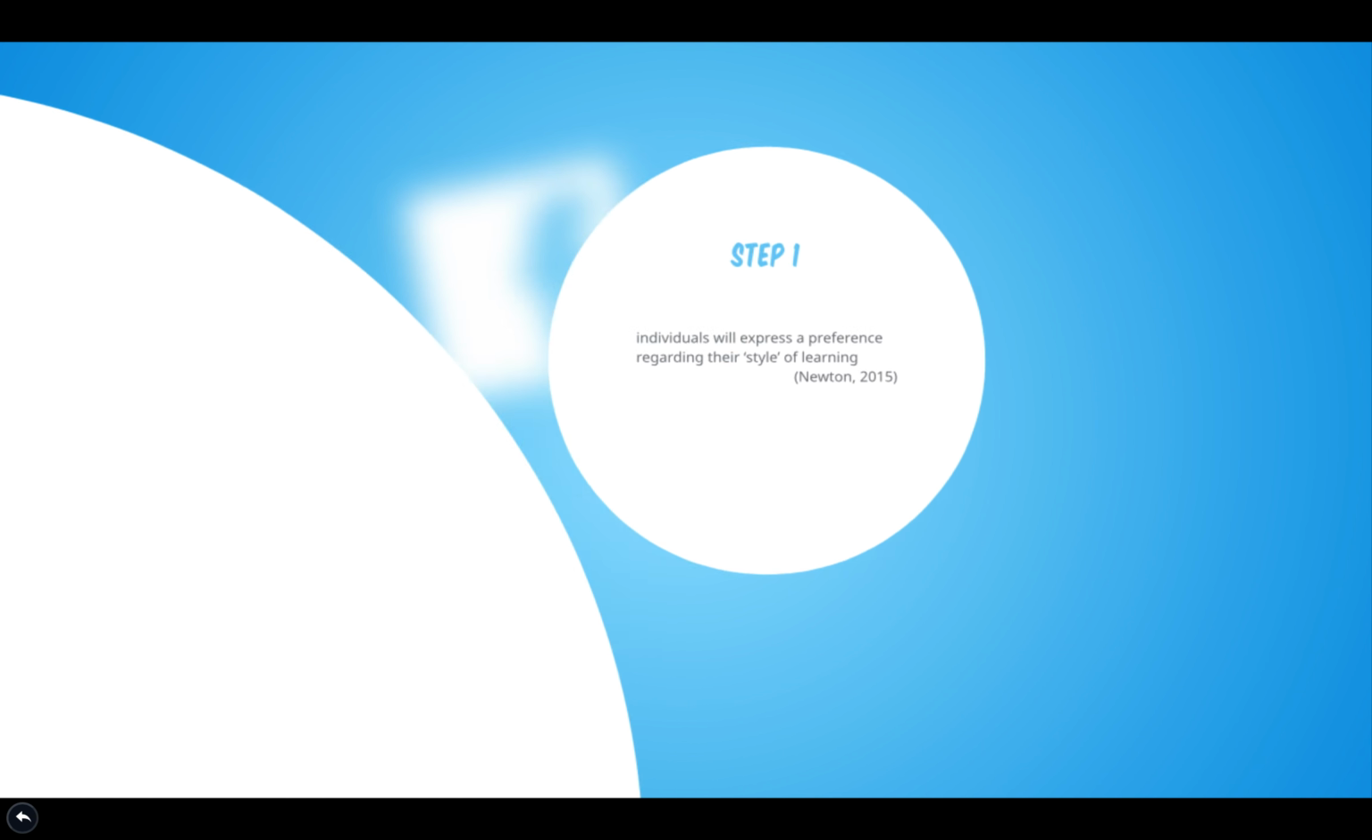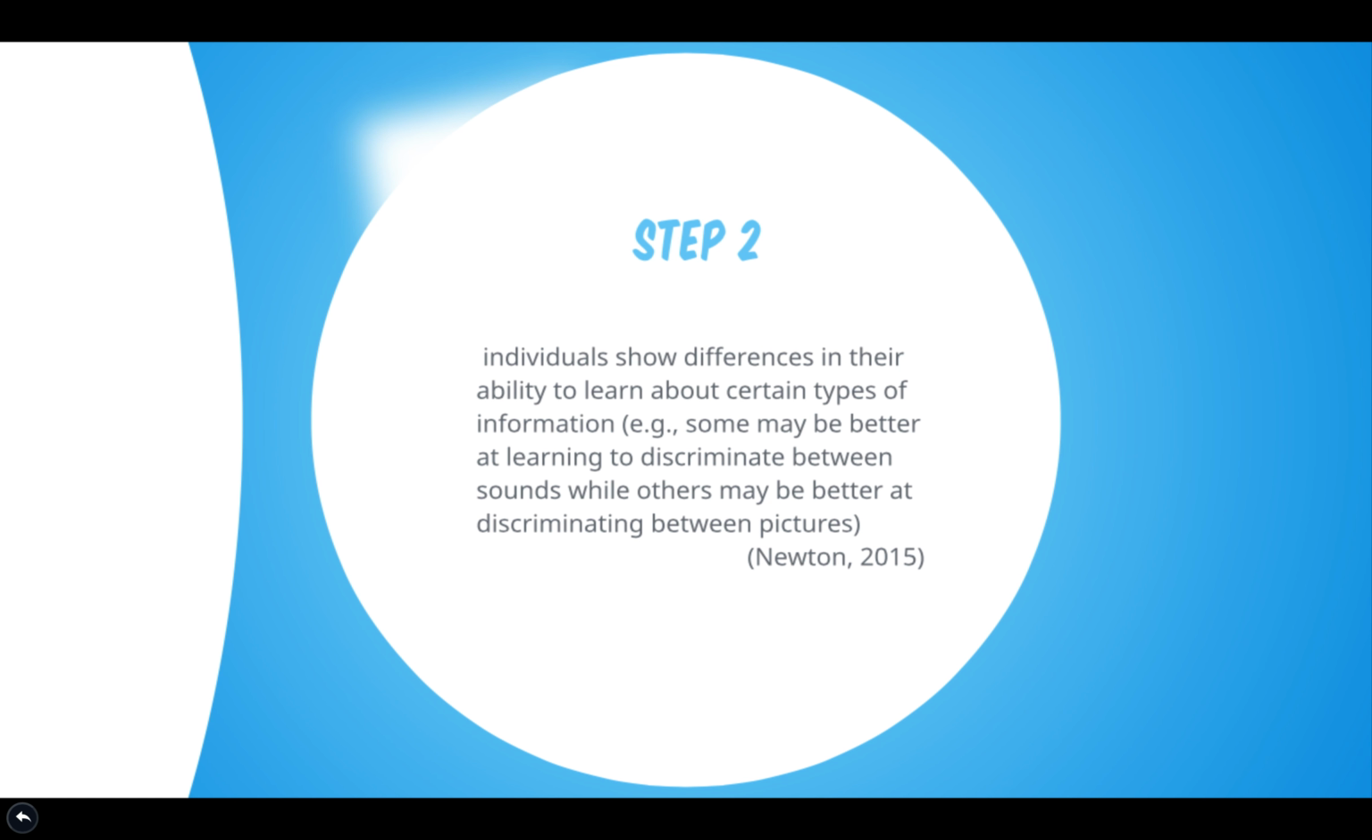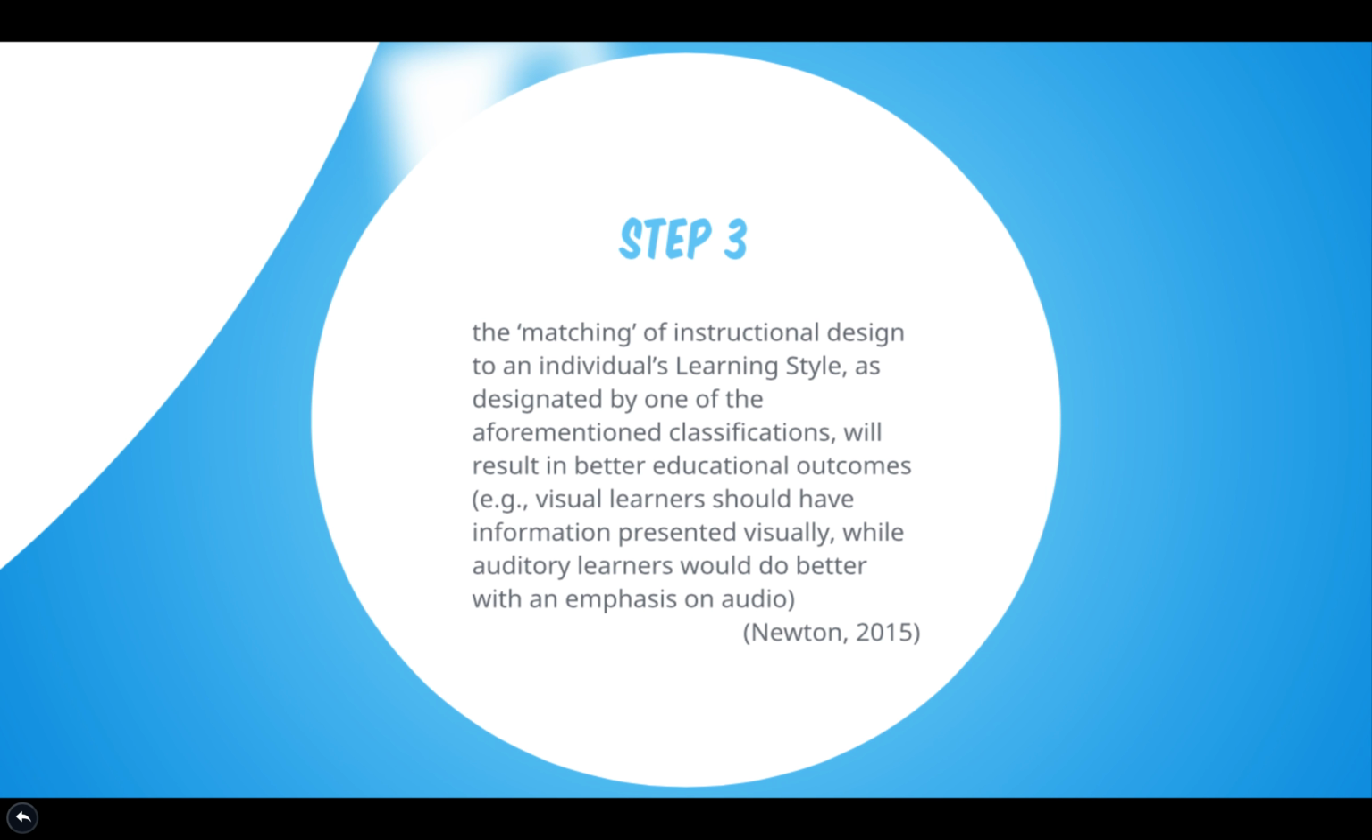The first step being individuals will express a preference regarding their style of learning. Step 2. Individuals show differences in their ability to learn about certain types of information. Step 3. The matching of instructional design to an individual's learning style as designated by one of the aforementioned classifications will result in better educational outcomes.